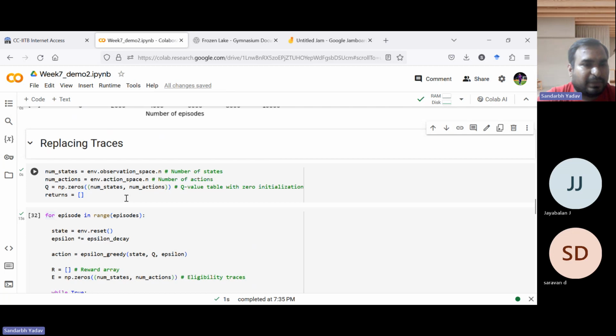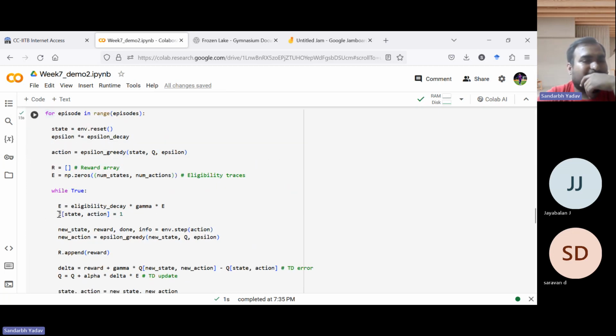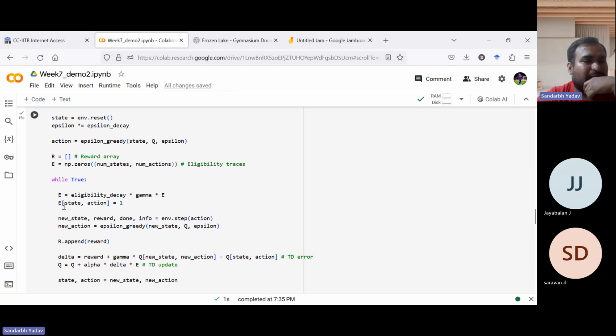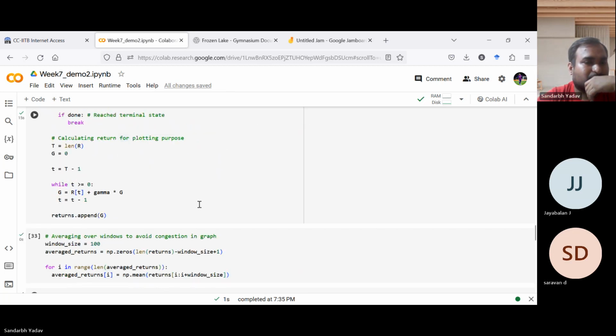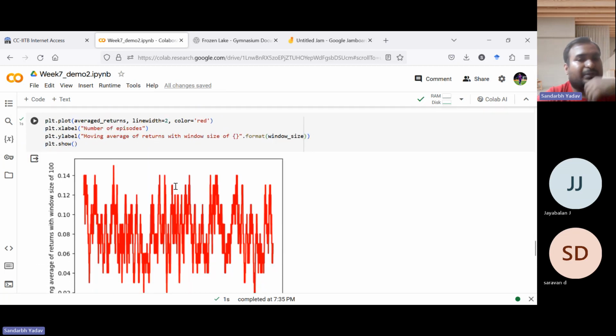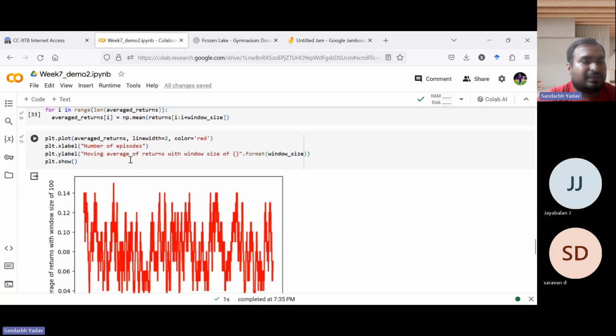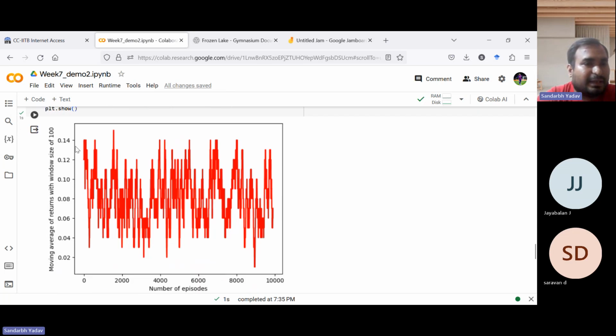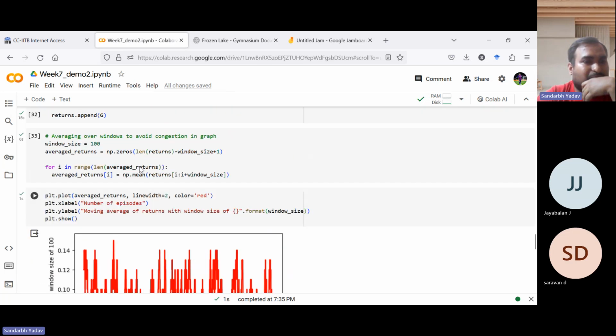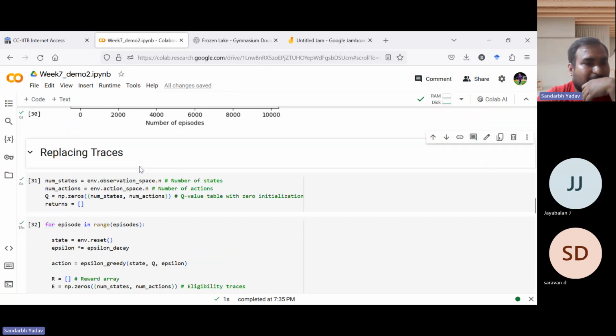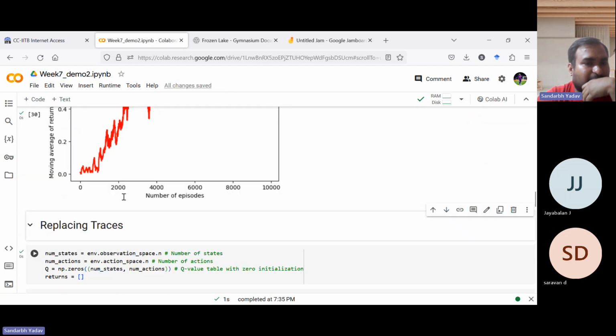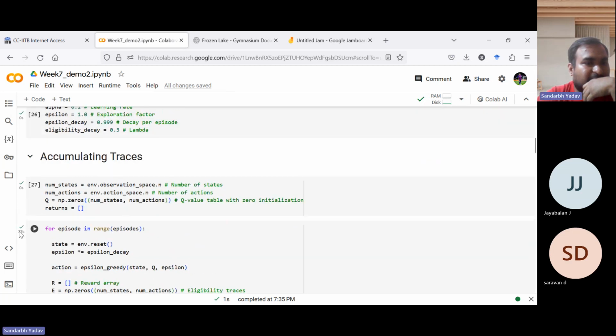Similarly, we have replacing traces also. It's almost the same code, but the only difference is here, instead of doing plus equal to one, we are doing straight equal to one. This will ensure that it never goes beyond one. And again, the similar kind of averaging. But here we can see that in replacing traces, it has reached a maximum reward of 0.14 only. You can also see how much time this took: 15 seconds for replacing traces, and accumulating traces took 27 seconds.